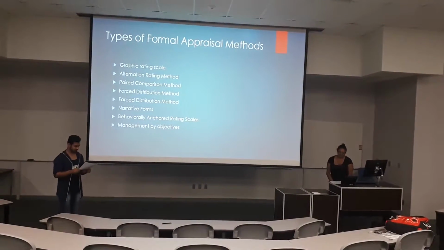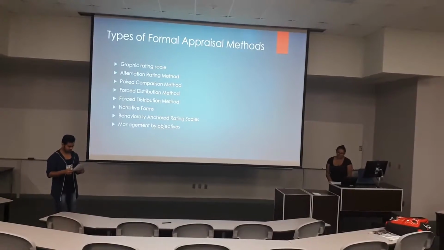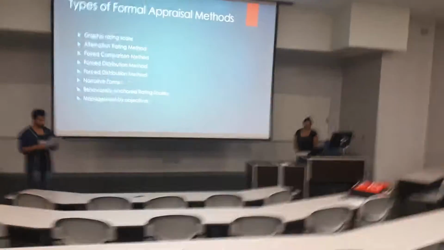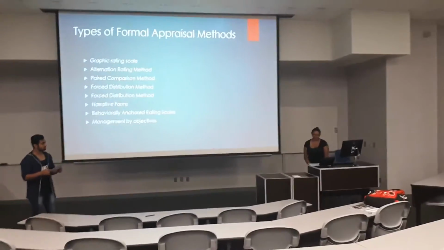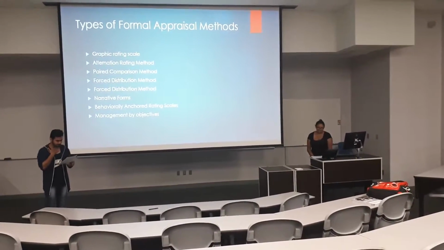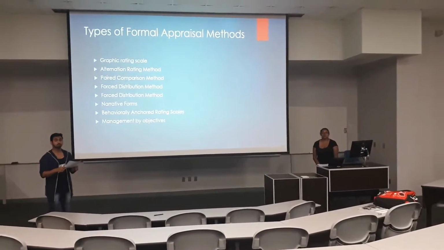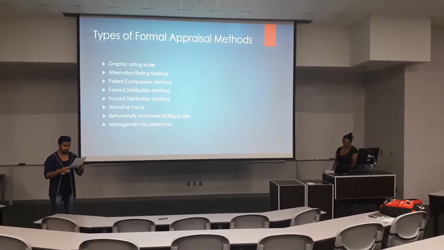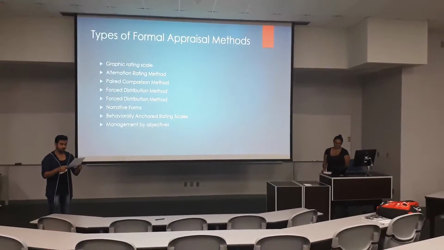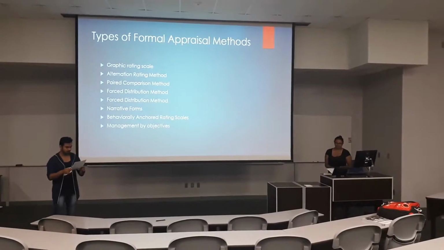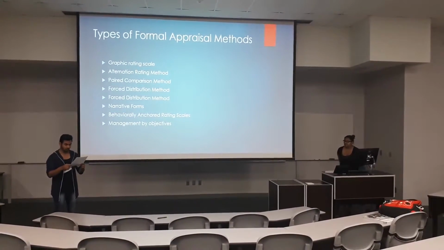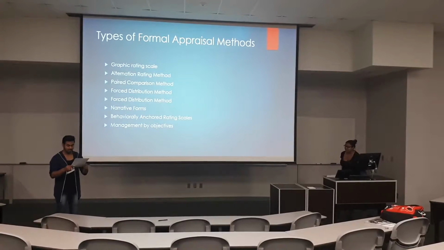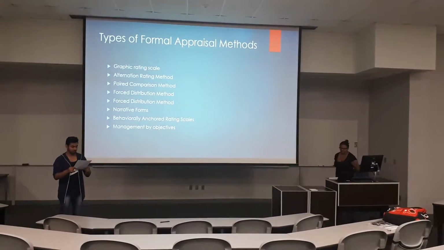Paired comparison method, ranking employees by making a chart of all possible pairs of employees for each trait, indicating the better employee of the pair. This is used to evaluate quality and quantity of work. In the forced distribution method, predetermined percentages of ratees are placed in various performance categories. This is used to focus on compensation level and increment in advancement opportunities.